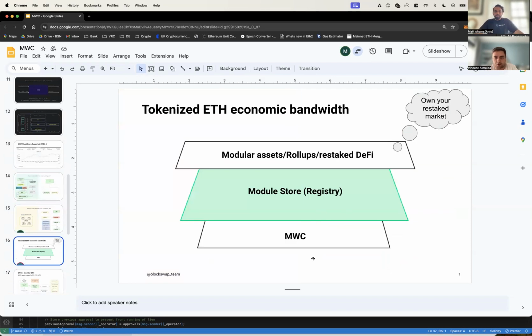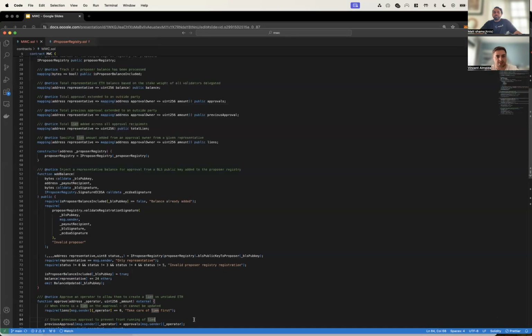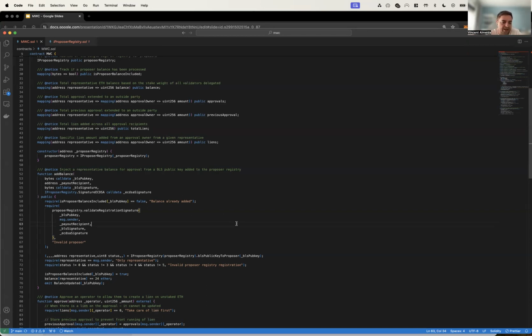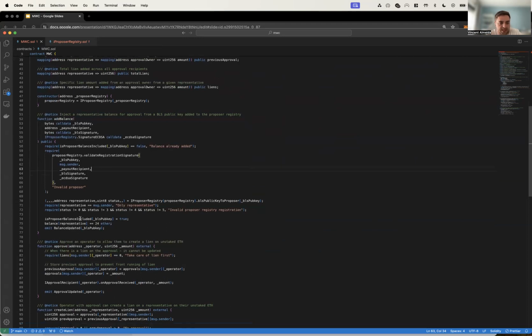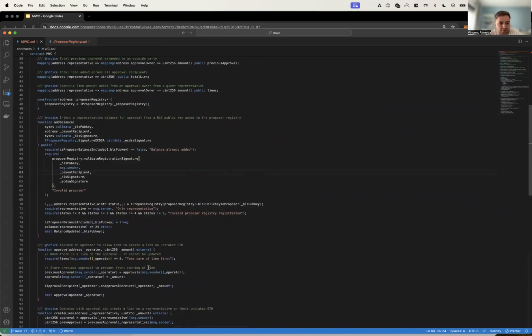The proposer registry is like this platform, and on top of it you build the MWC application. Then there's the module store, the registry of all the different modules where users can issue approvals, and all kinds of primitives and instruments can be built on top of that, right? That's the layering we have here. We have a simple neutral base that nobody owns, nobody can influence, nobody can buy a token and take over. It's a completely neutral stack. Once the balance has been added in, this is where you can create the approvals, right?